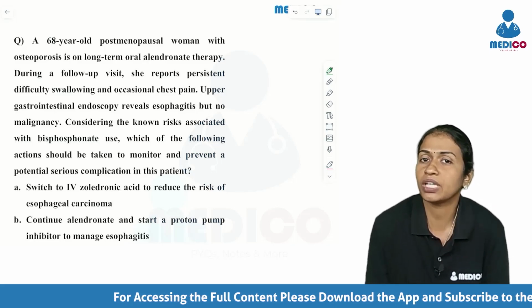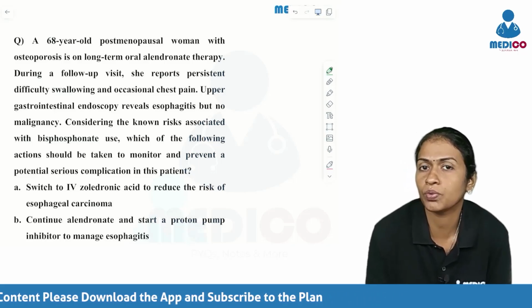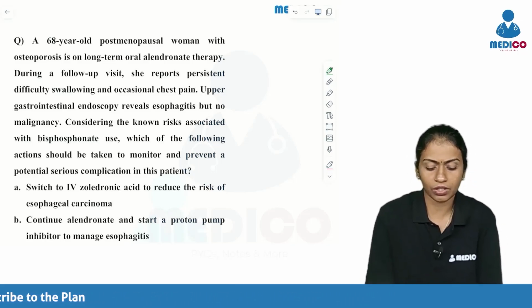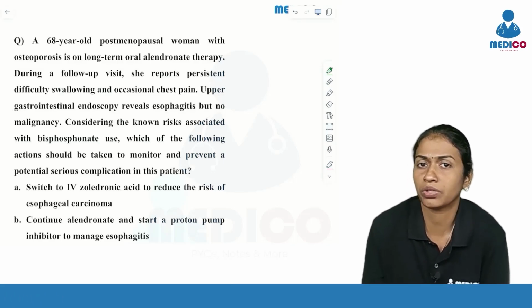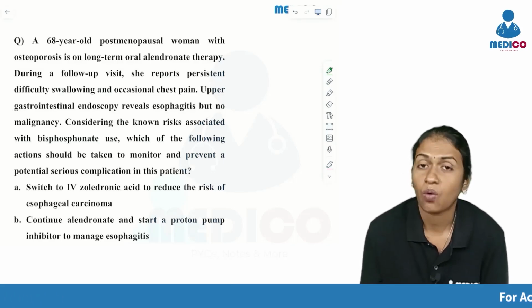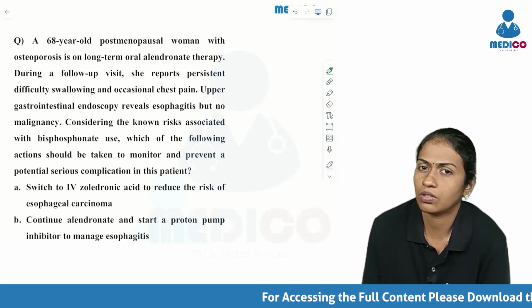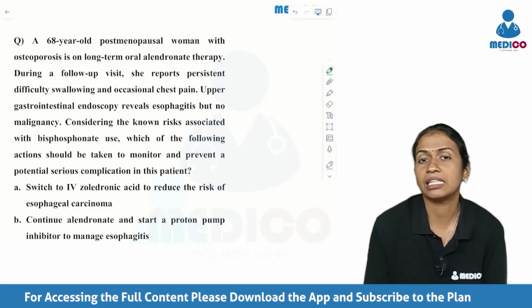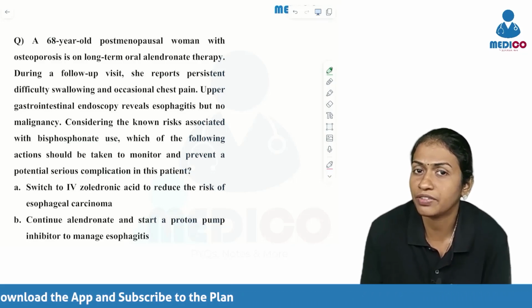So bisphosphonates, how do bisphosphonates act? It is a drug of choice for postmenopausal osteoporosis, right? So bisphosphonates are the drug of choice. Now, which are the bisphosphonates? You have the alendronate, zoledronate, pamidronate, and all. Which is the most common side effect that we dread with bisphosphonates? It's the esophagitis because of direct irritant effect as well as the reflux effect.